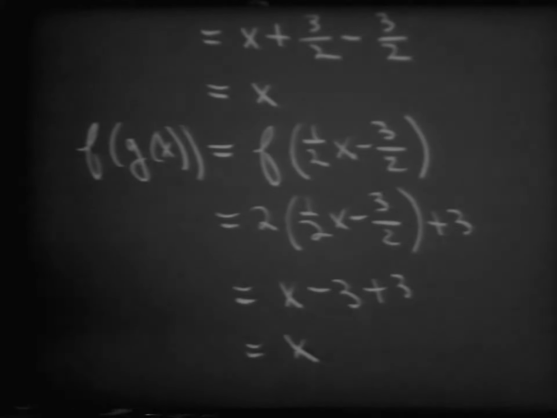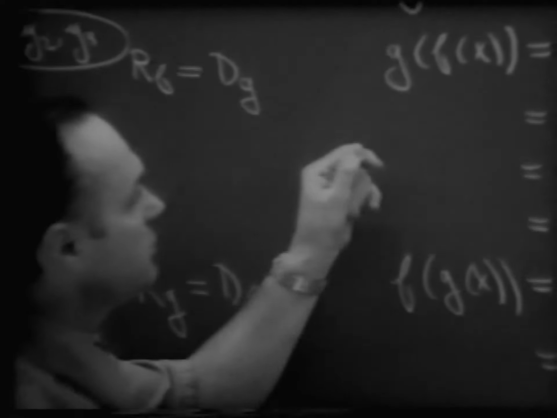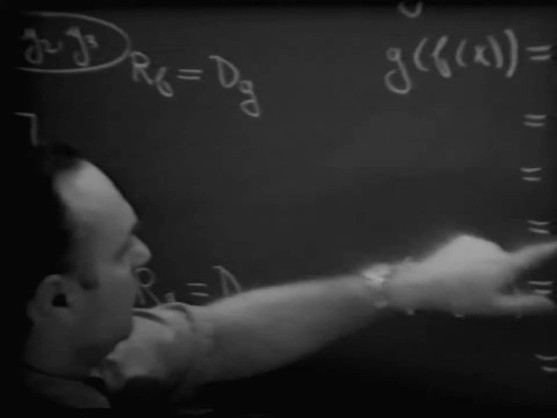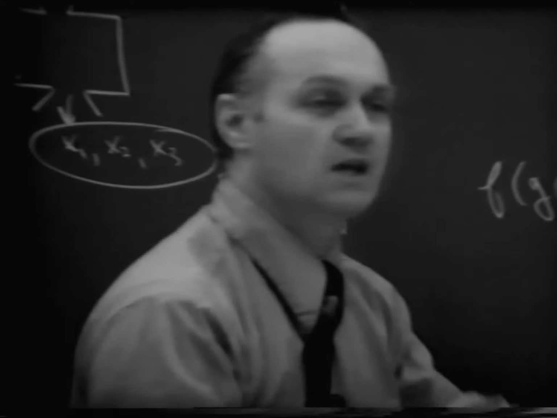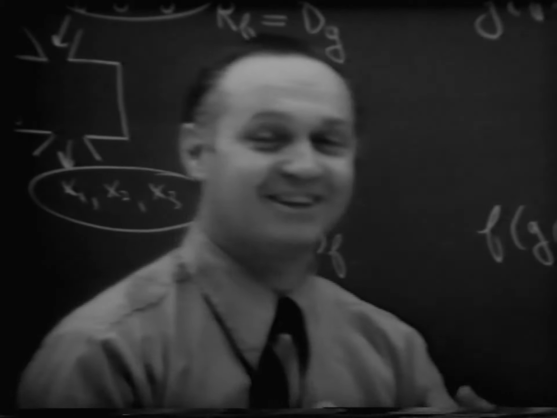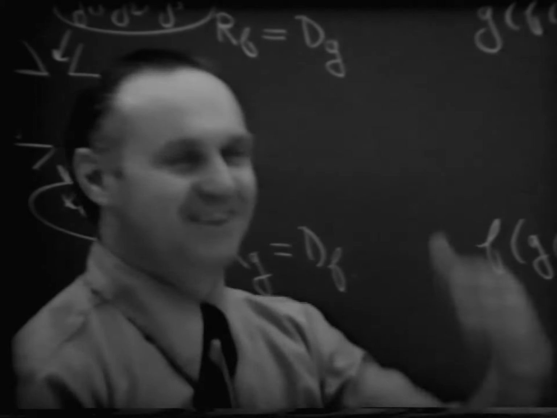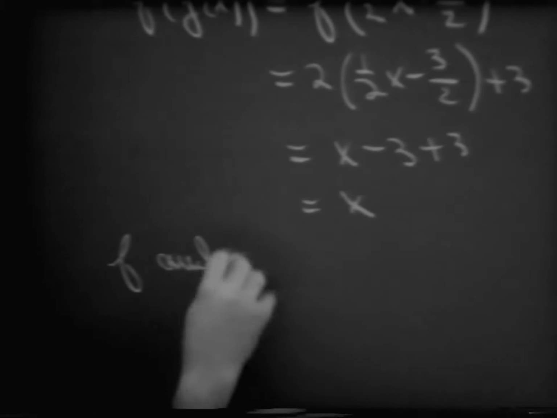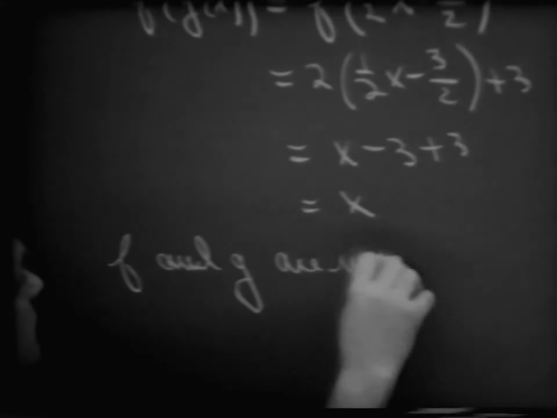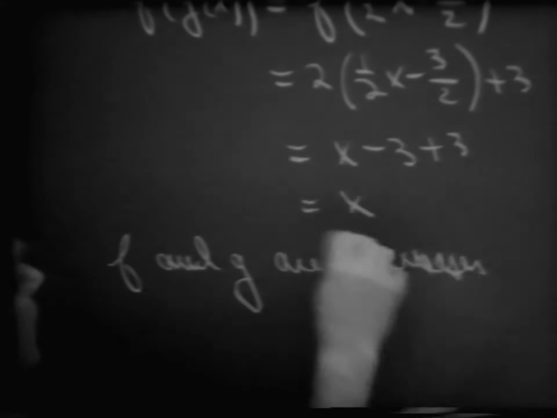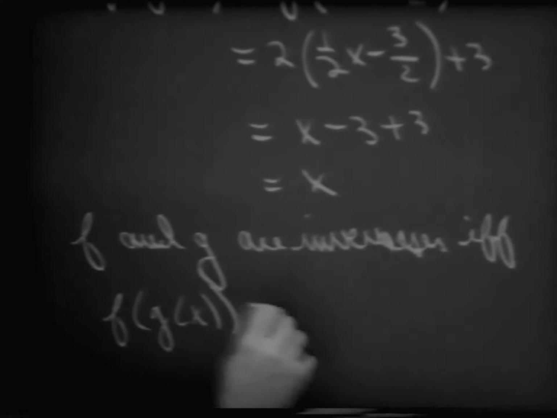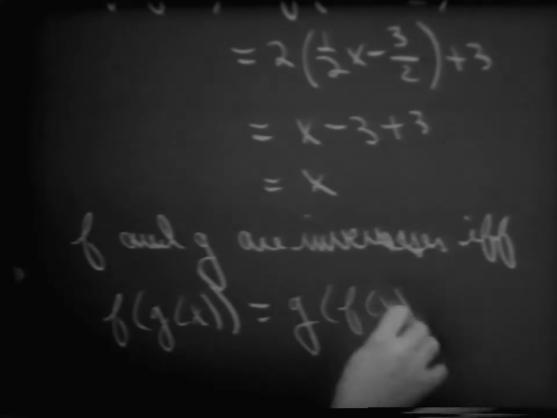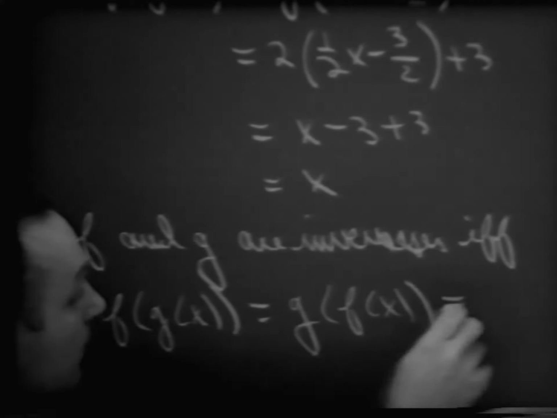All right? Now, when we have two functions f and g such that this statement is true and this statement is true, then in fact those two functions have a special relation with one another, and we call those functions what? We call them inverse functions. So let's write that down. F and g are inverses if and only if f of g of x is the same as g of f of x, which is always going to be equal to x.